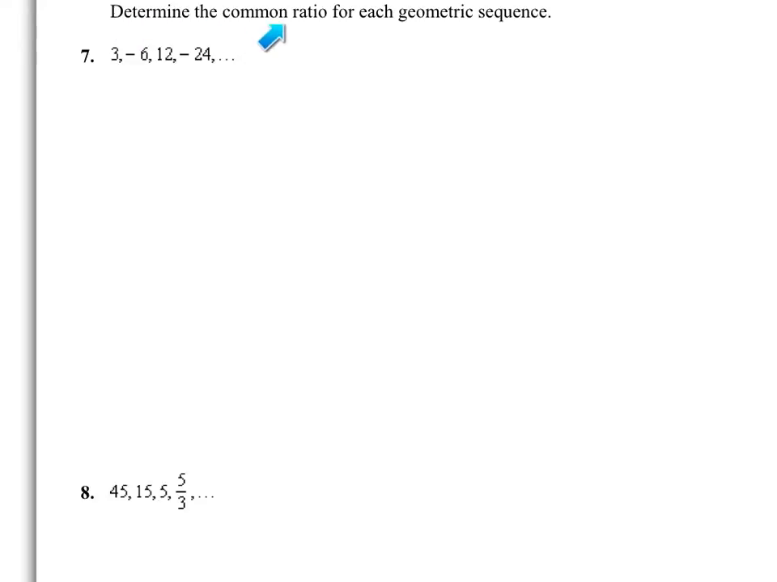All right, determine the common ratio for each geometric sequence. So here we're finding ratio. Remember, to find ratio, we do second divided by first, or third divided by second. And it's a lot easier if you press that N over D button, because it'll actually keep it as a fraction.